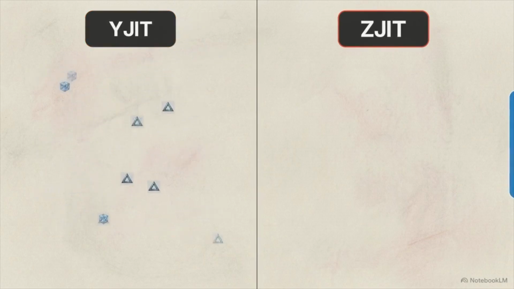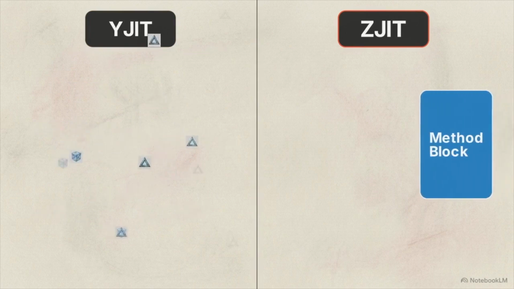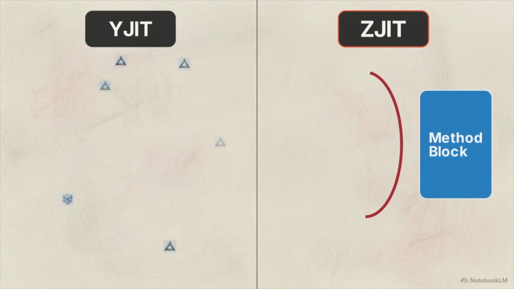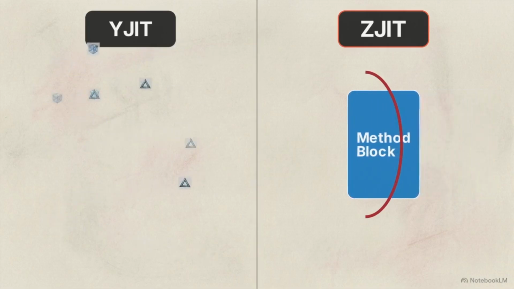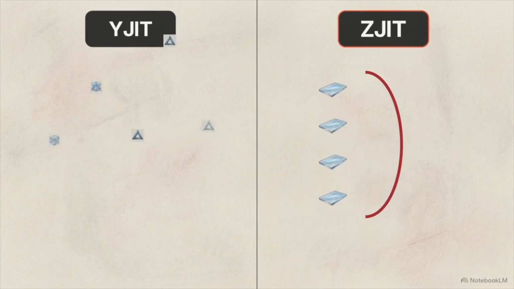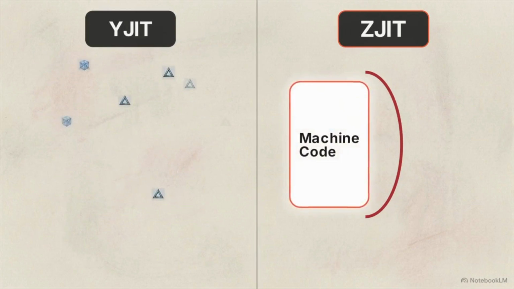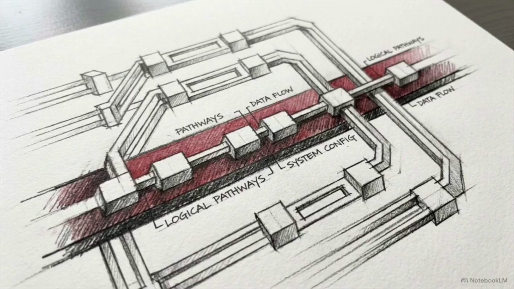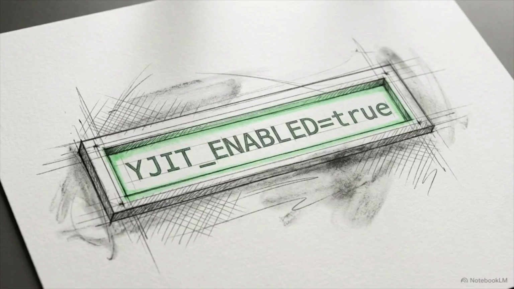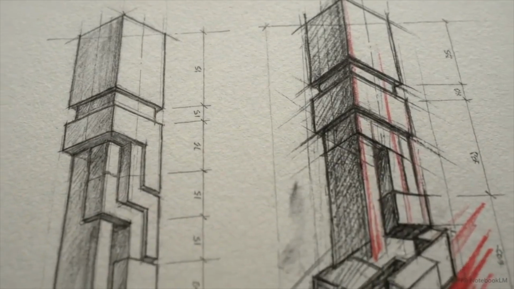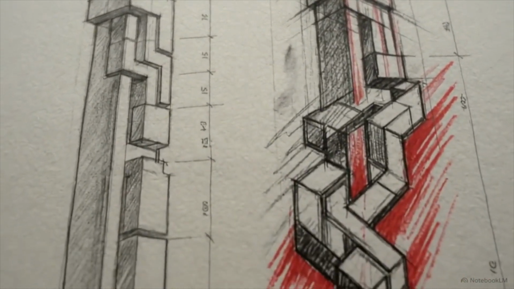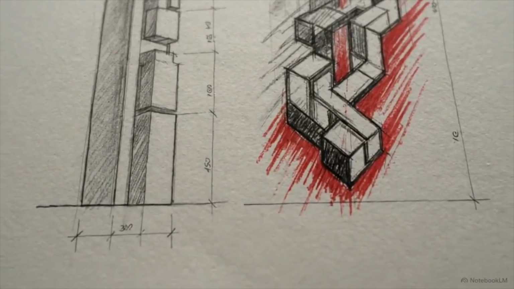ZJIT processes larger units of code using a traditional method-based compilation strategy. It translates large method blocks through a static single assignment intermediate representation. SSA assigns variables exactly once, allowing more advanced optimizations before outputting optimized machine code. This new pipeline is currently opt-in and requires Rust 1.85 to build. To maintain production stability, YJIT remains the default compiler for most workloads. Developing two distinct compiler pipelines simultaneously allows the language to preserve reliability while engineering for higher execution speeds.